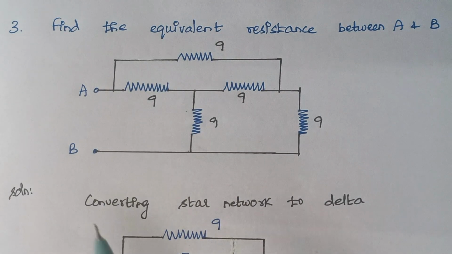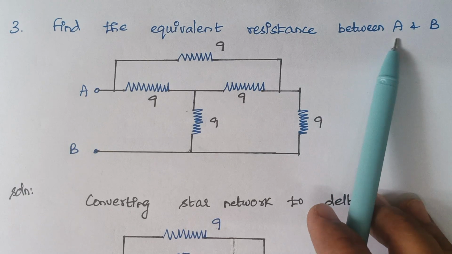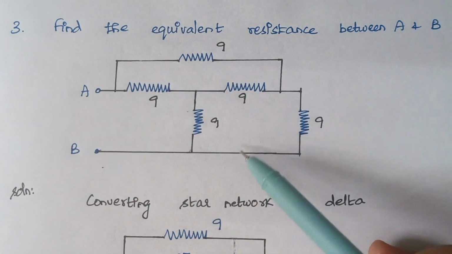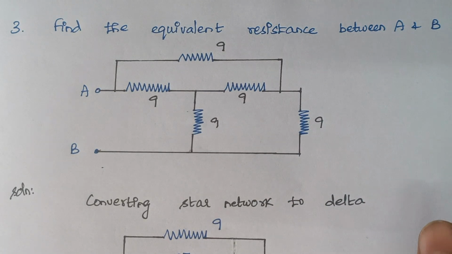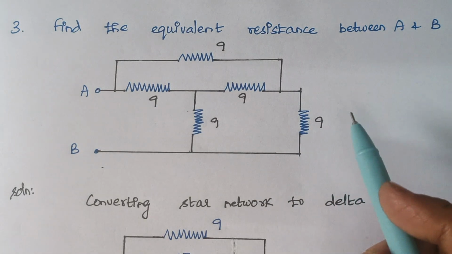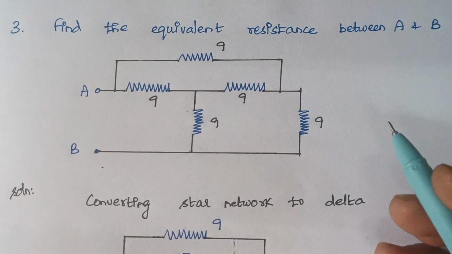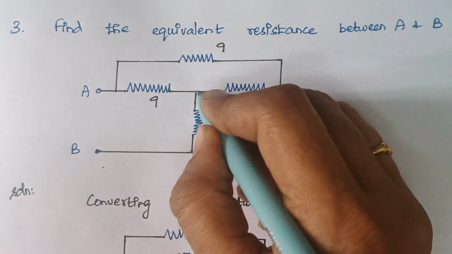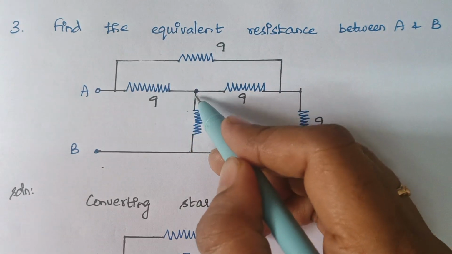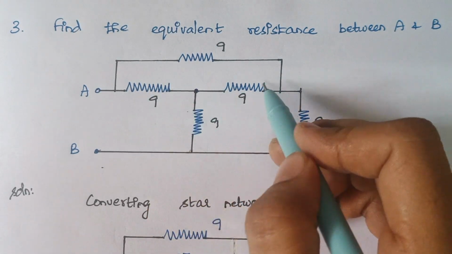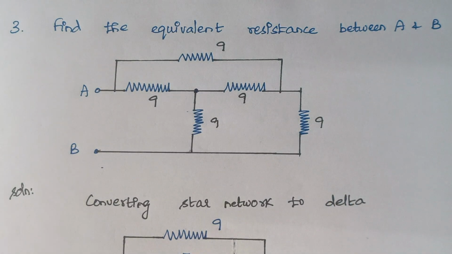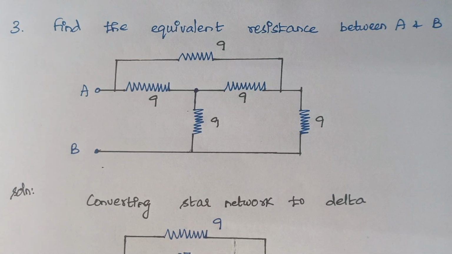The problem is to find the equivalent resistance between A and B. Again here we are having the terminals A, B. We need to calculate the equivalent resistance. So when you observe the diagram, you see whether we are having a delta network or a star network. Here we are having a star network because to a common point, you see here we are having 3 resistors connected together, right? So the first step is we are going to convert this star network to delta, right?